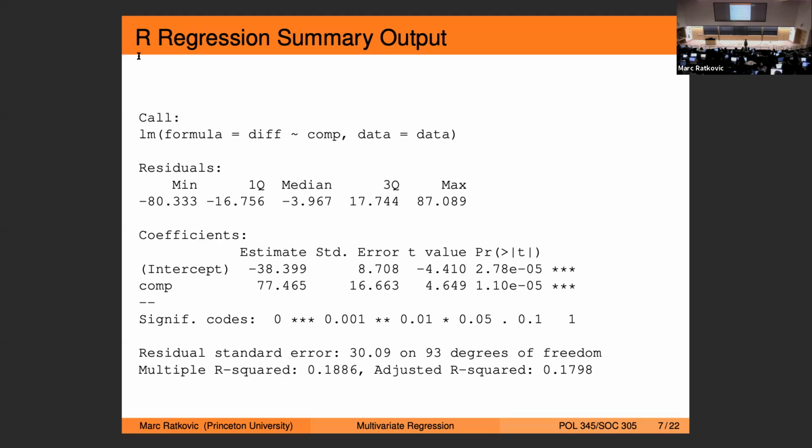The intercept is the predicted value of the outcome if all the independent variables are 0. Sometimes that's useful, sometimes it's not. In this case, this says that if you have someone who looks completely incompetent, then we'd expect them to lose by 38 percentage points. 38.4 percentage points.